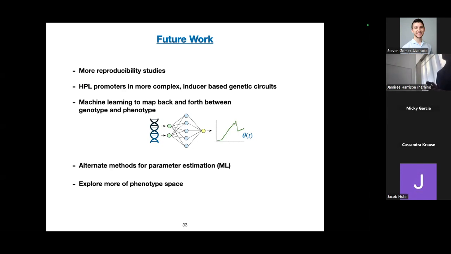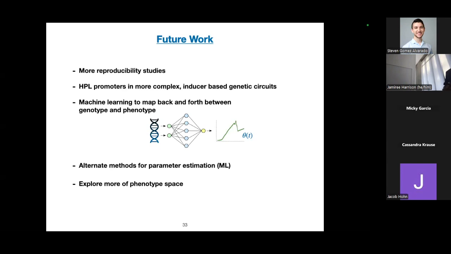So we could put HPL promoters in more complex inducer-based genetic circuits, such as the toggle switch or repressilators, just fun things, right? Just more complicated genetic circuits, and then see if they still exhibit the same type of phenotypes that you would expect under different genes, and also under different regulatory dynamics caused by other genes. Because right now we just have promoter gene. What does it do, right? What if this gene interacts with this gene? Then what's going to happen, right? What if both of them have time varying dynamics? Then what happens?